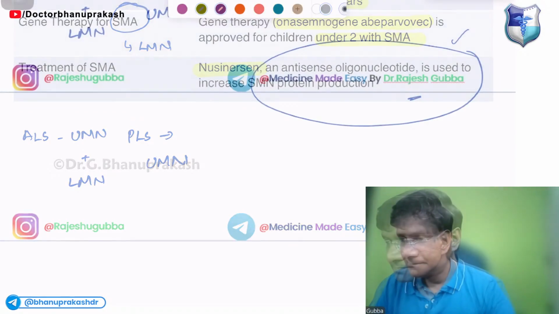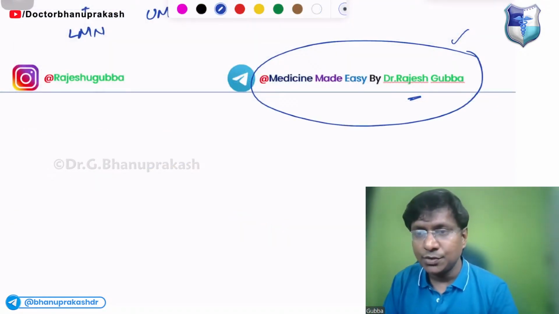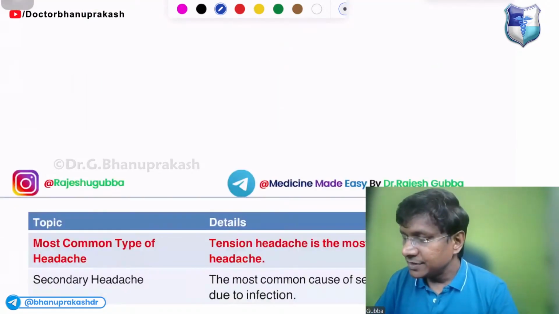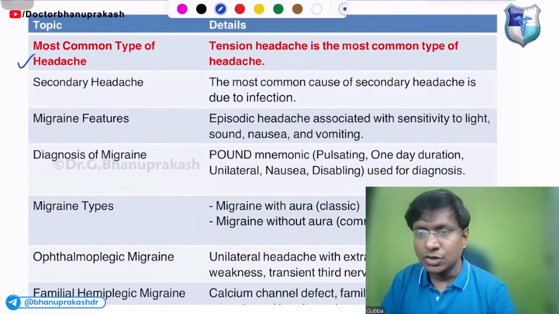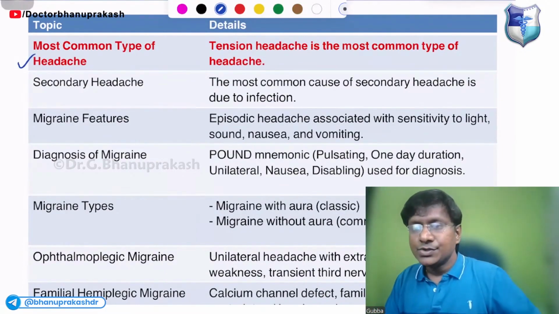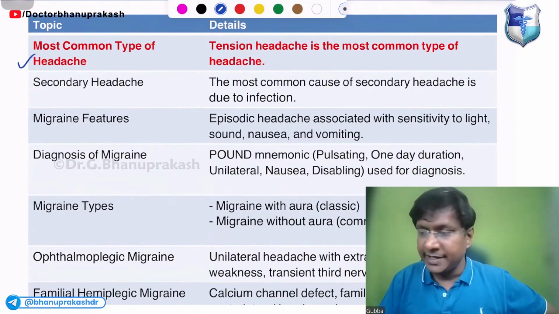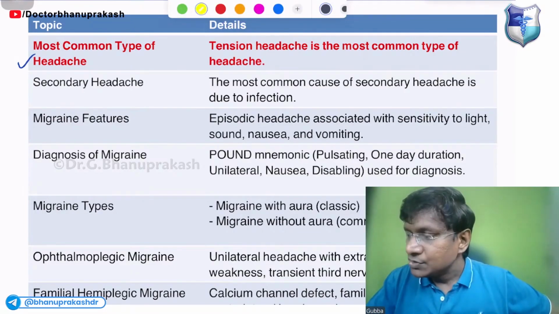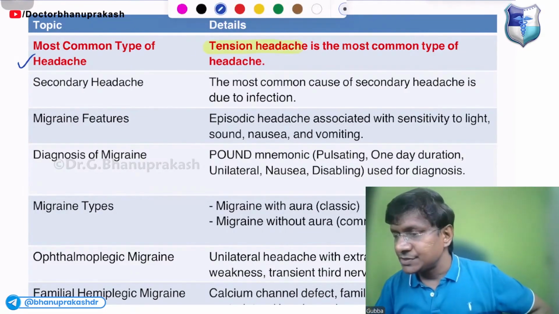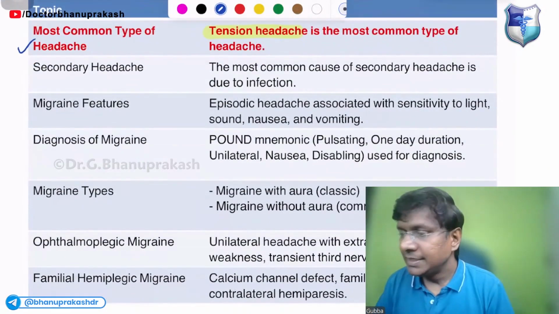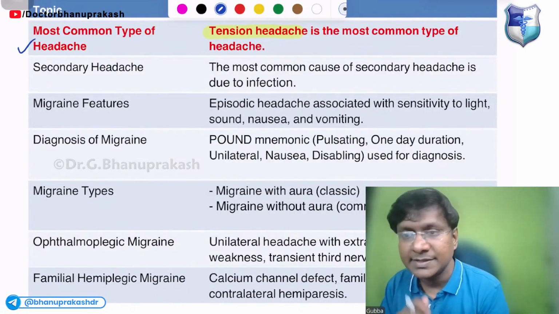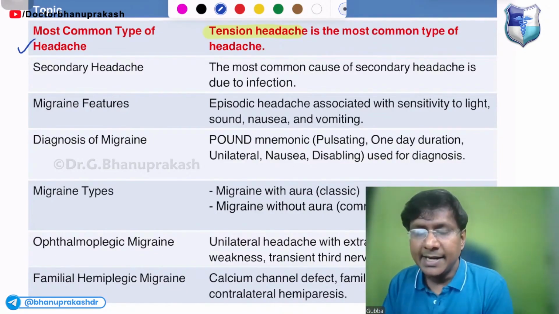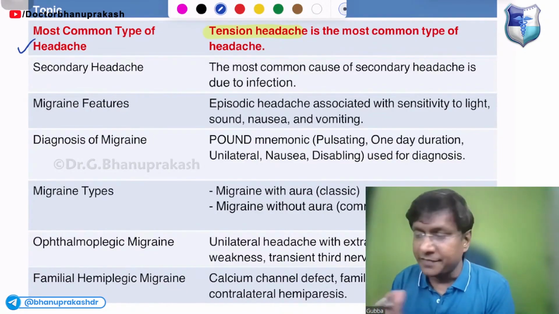Now we'll move on to the next topic. The next topic for the discussion will be headache, right? So what is the most common type of headache among all the forms of headache? Among all the forms of headache, it is the tension headache. The most common type of headache will be the tension headache, right? And that is the primary form of headache.